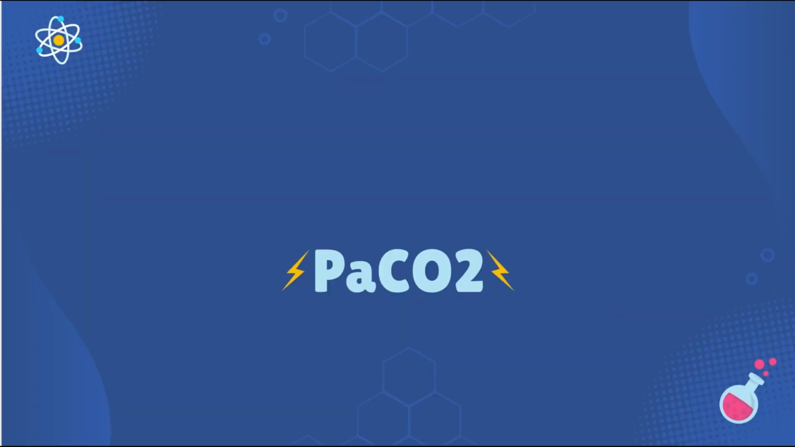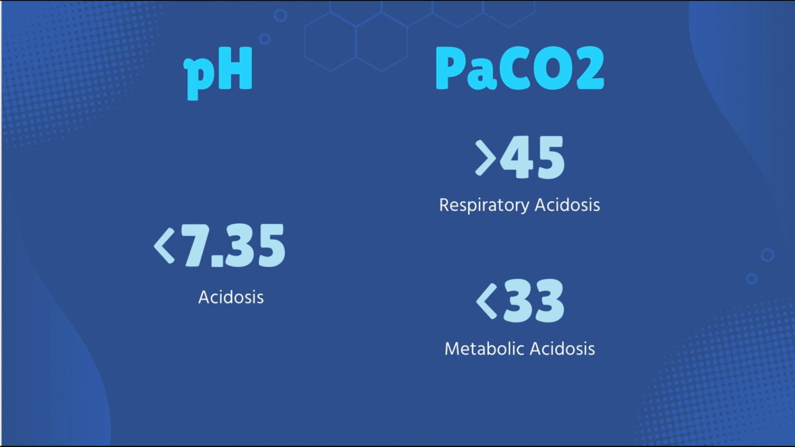Now, what do you look at after you determine whether the blood is acidic or basic? Once you determine whether the blood is in an acidosis or an alkalosis, you look at the carbon dioxide. Let's give an example that the pH is below 7.35. That means the blood is acidotic, or the blood is in a state of acidemia. Now we look at the PaCO2.